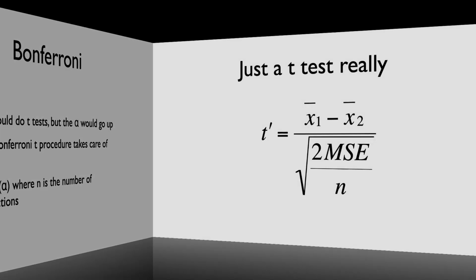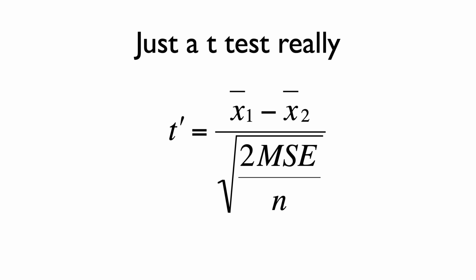So in that case, it's a t-test. Here we go: X bar 1 minus X bar 2, divided by, we call it t prime by the way, the square root of 2 times the mean square error over n. Because mean squared error is an estimate of variance. Normally this would be s squared 1 over n1 plus s squared 2 over n2. It's just that we're using mean squared error as our variance estimate. Okay?